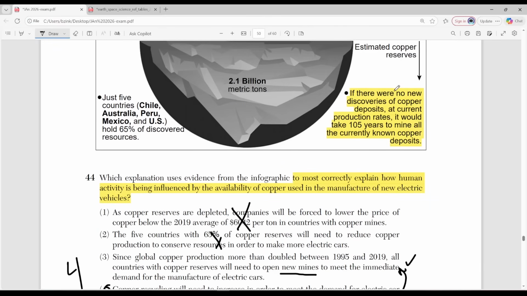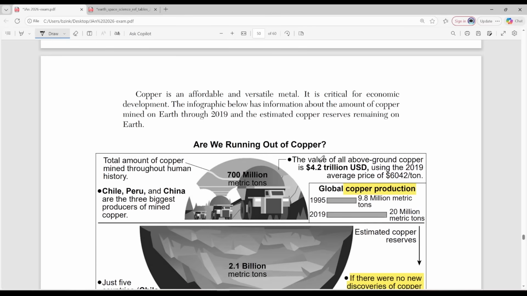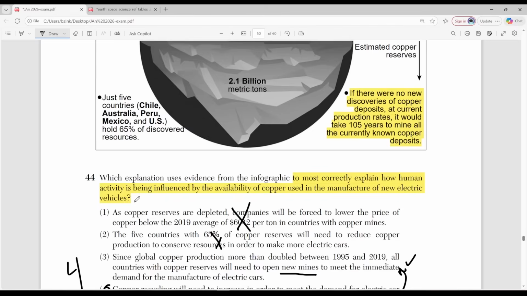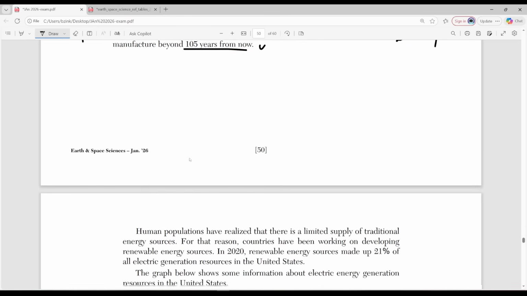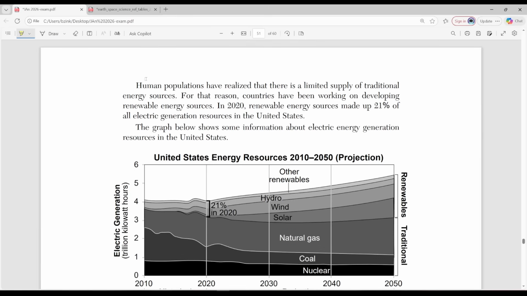But it's saying if there were no new discoveries required. Yeah, I think 3 and 4 are too similar. So I would say this is probably like a 4 out of 10 question, but I don't really like the question, honestly. All right, let's keep going.